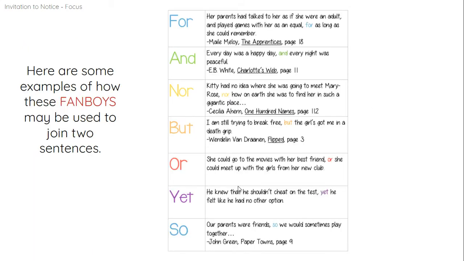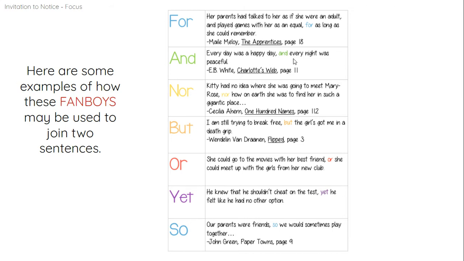Here are some examples of how fanboys can be used to join two sentences. Okay, these are great ideas. You can read through them. Her parents had talked to her as if she were an adult and played games with her as an equal for as long as she could remember.